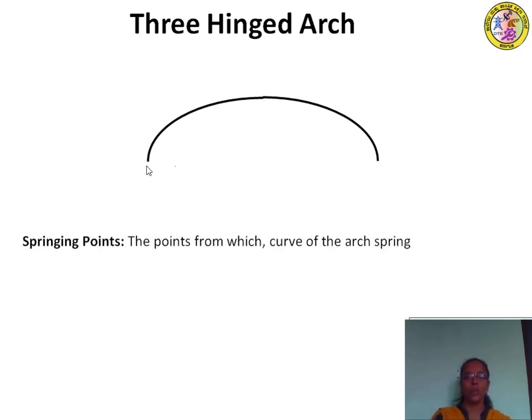Next, for your syllabus, we have the three-hinged arch. So three-hinged circular arch and three-hinged parabolic arch. First, we will take up a three-hinged arch. So this is an arch, and these points are the springing points. The points from which the curve springs or the arch emerges are called springing points. So let A and B be the two springing points.